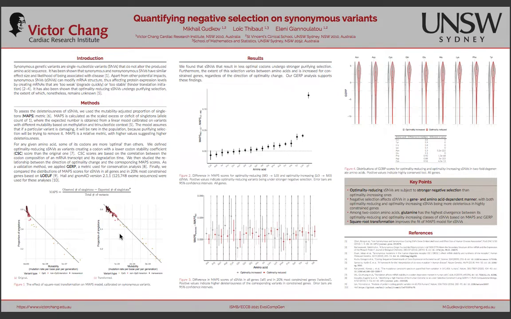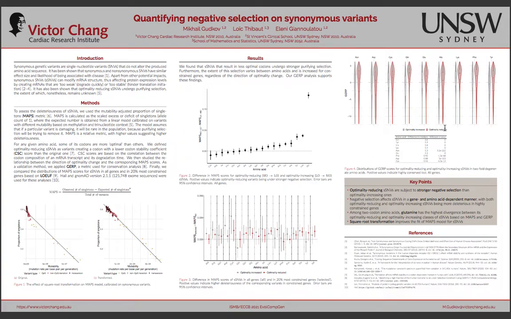Using this dichotomy, we determined that optimality-reducing variants are subject to stronger negative selection than optimality-increasing ones, as indicated by the positive difference in their MAPS scores in Figure 2. We then selected variants in the 20% most constrained genes using a metric of intolerance called LOEUF, which is based on the deficit of potential loss-of-function variants in a gene. Our results, shown in Figure 3, provide evidence for higher deleteriousness of both optimality-reducing and optimality-increasing synonymous variants in those genes.